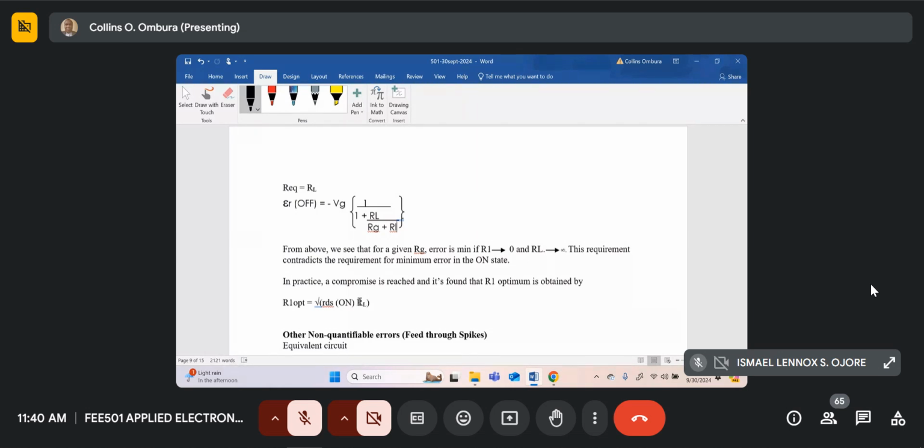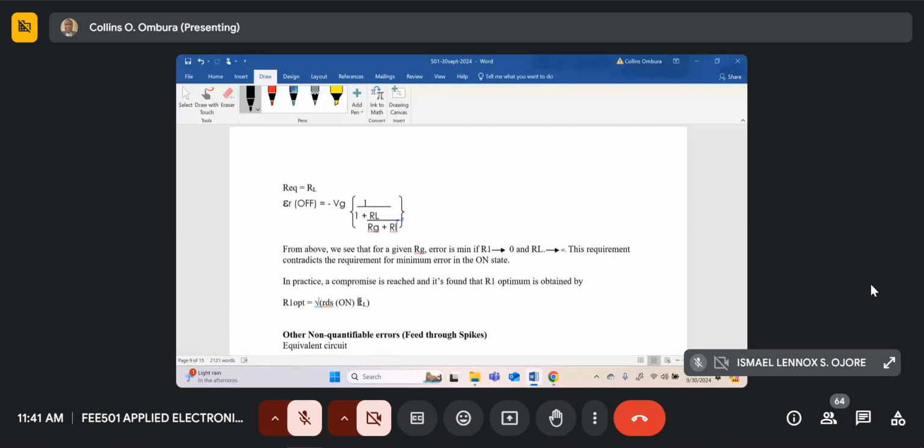So this is how we get the errors generated by a switch connected in shunt, or an FET switch connected in shunt, and how we design for minimum error if you have to connect the switch in shunt. Later on, we shall give some practical values so that you can physically see the errors generated by this configuration of a switch.